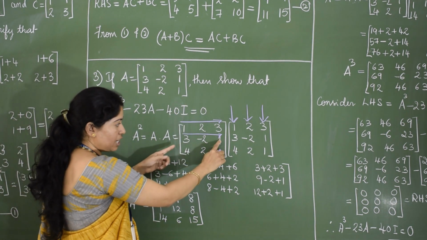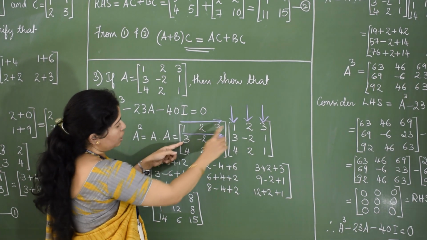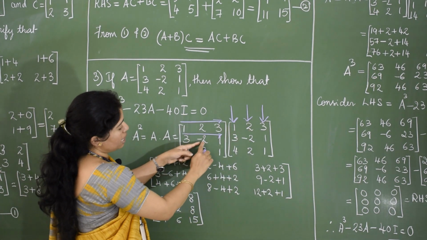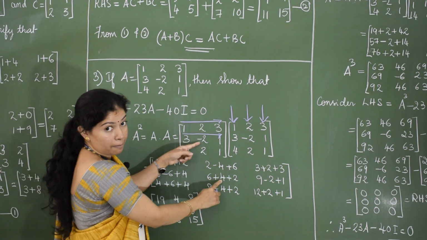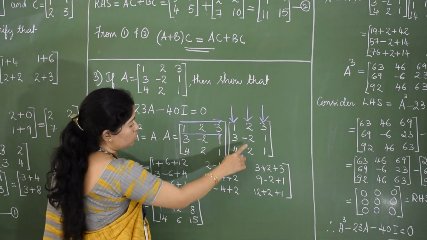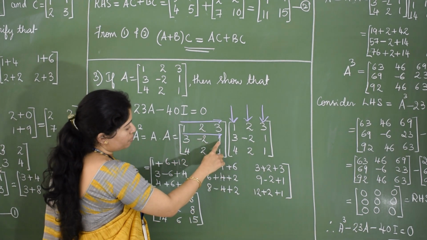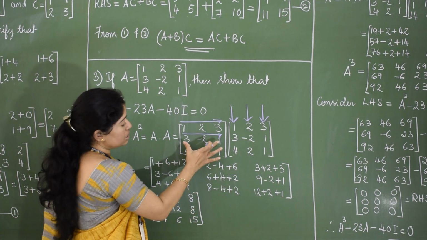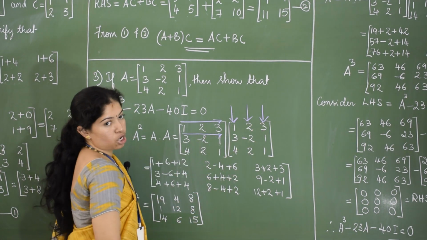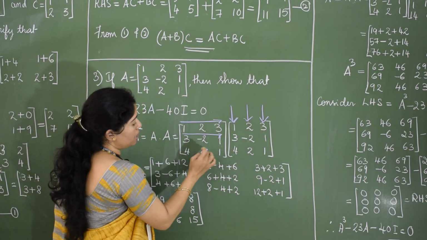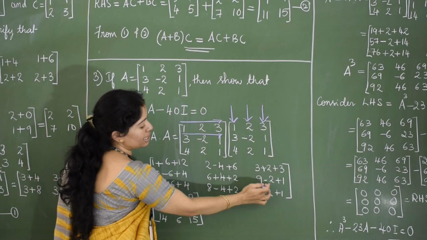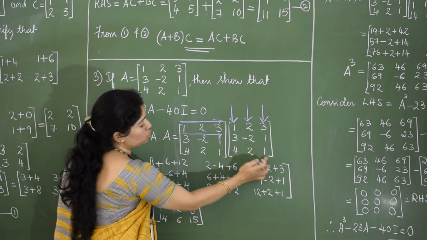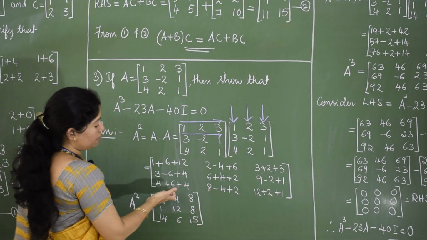Next, second row with the second column, 3 into 2, 6, plus minus 2 into minus 2 is plus, minus into minus is plus. So 2 into 2, 4, plus 1 into 2, 2. Next, second row with the third column, 3 into 3, 9, plus minus 2 into 1 is minus 2, plus 1 into 1, 1. Next coming to this third row.